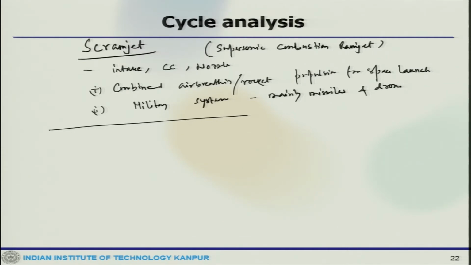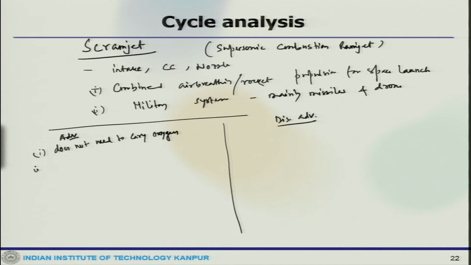So, advantages and disadvantages of this scramjet. If we put some advantages and at the same time some disadvantages: one of the biggest things is that it does not need to carry oxygen. Second, no rotating parts, which makes it easier to manufacture. Third, a high specific impulse, so that is another beauty of that.